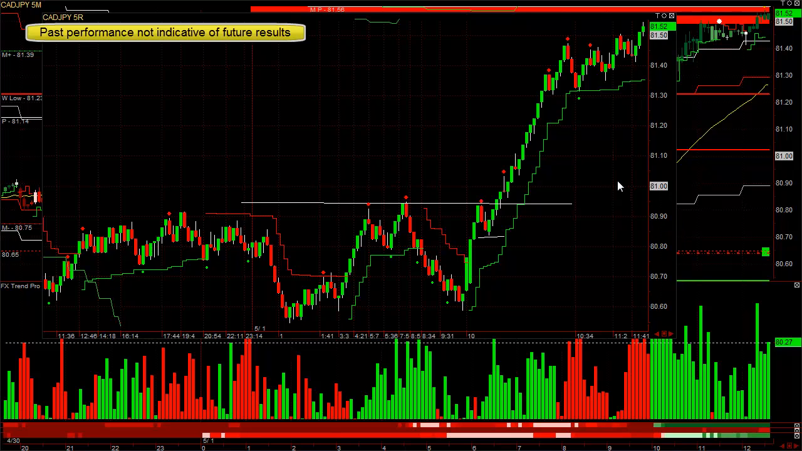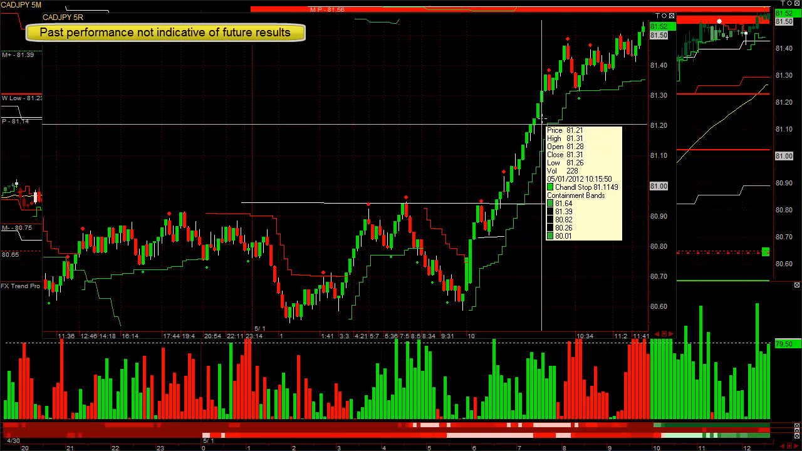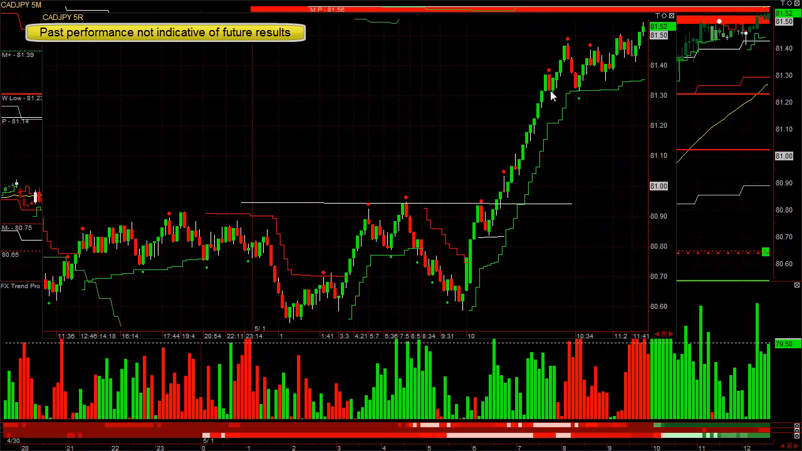Obviously, you're not going to catch all those, and even if you got out right here when it went sideways, somewhere around 81.30, you made 35 pips in a very short amount of time. Let's say you bought this breakout right here at 10 o'clock, 10:01, out right here. You held that trade for 15, 16, 17 minutes. It made 30, 35 pips. That's why I love range charts.